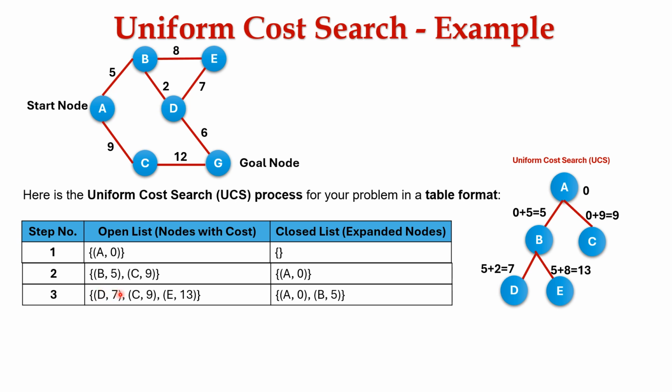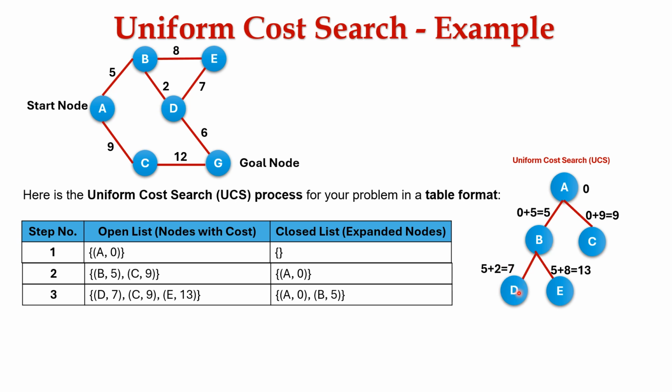The neighboring nodes of node D are node B, node E, and node G. Since we have already expanded the node B, we can skip it and we can consider node E and node G. In order to reach the node G from node D, the cost required is 6. Similarly, in order to reach node E from node D is 7. The same can be updated in our tree. The cost of node D is 7.